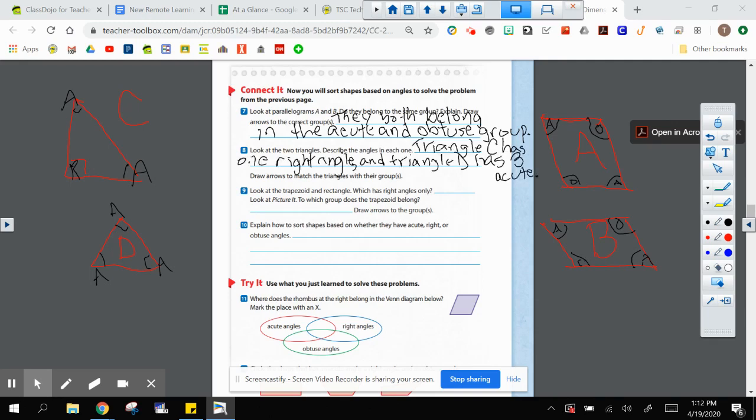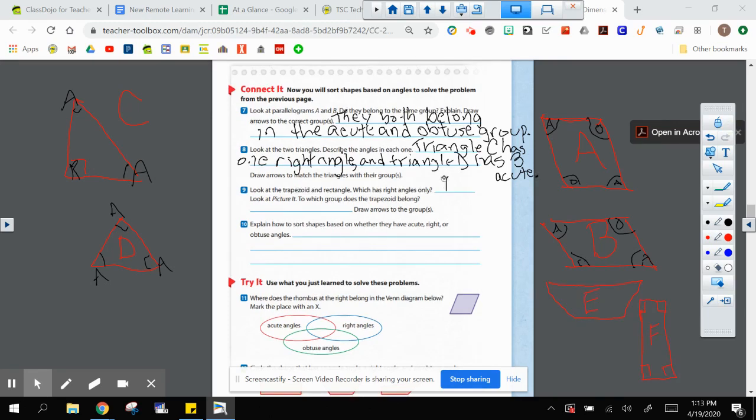All right, and go ahead and draw your lines to match the triangles with their groups. Number 9, look at the trapezoid and the rectangle, which has right angles only. And then picture it, which group does the trapezoid belong? If you said F, you are correct.